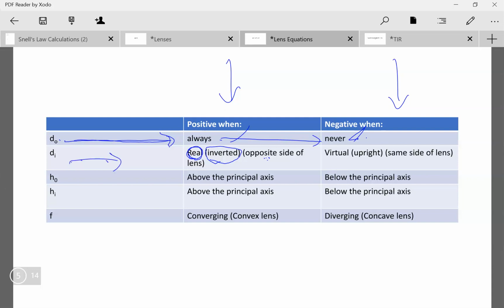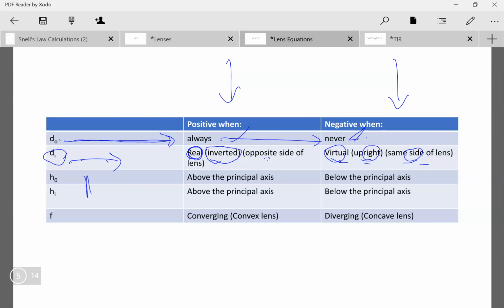Conversely, DI is negative when you have a virtual image, or an upright image, or an image on the same side of the lens. These three things mean the same thing, right? So it's negative when you have a virtual image, it's positive when you have a real image. This is for DI.